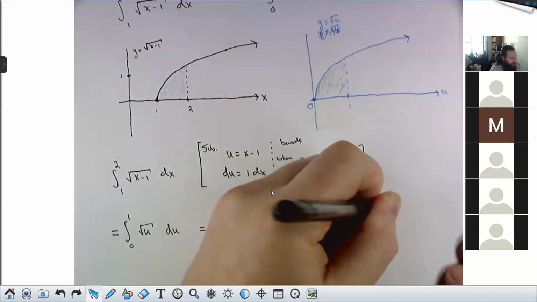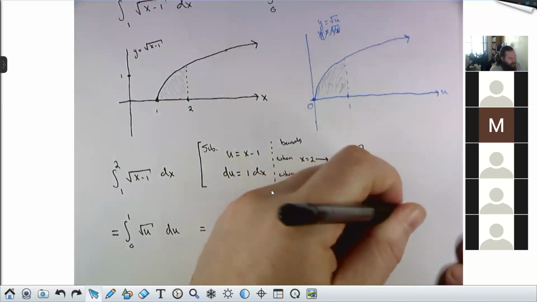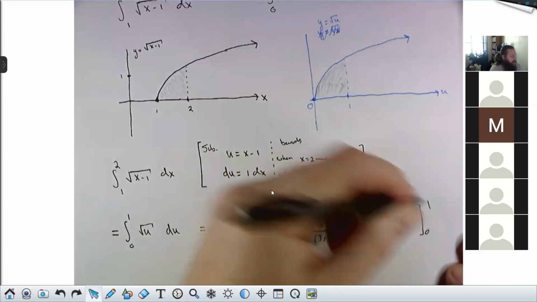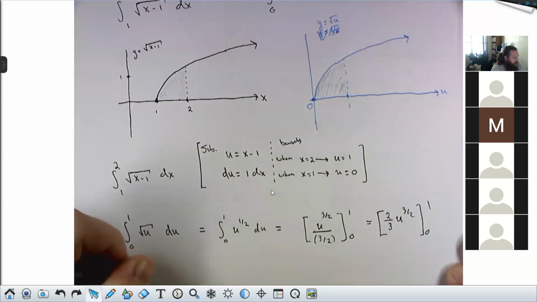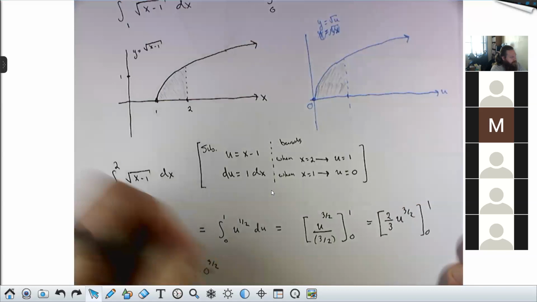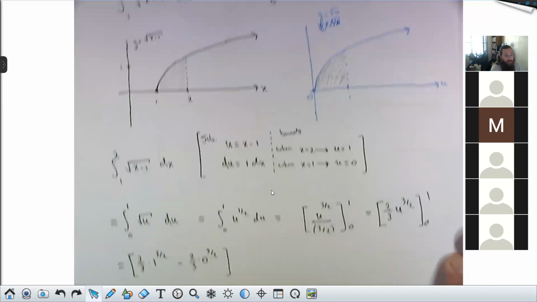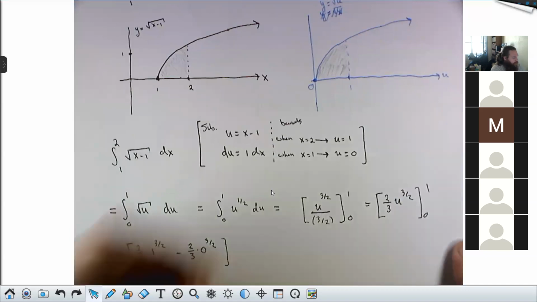That's the same as 2/3 u to the 3/2 from 0 to 1. And so that gives me 2/3 times 1 to the 3/2 minus 2/3 times 0 to the 3/2. And 0 to the 3/2 is 0, 1 to the 3/2 is 1. So this is just 2/3.